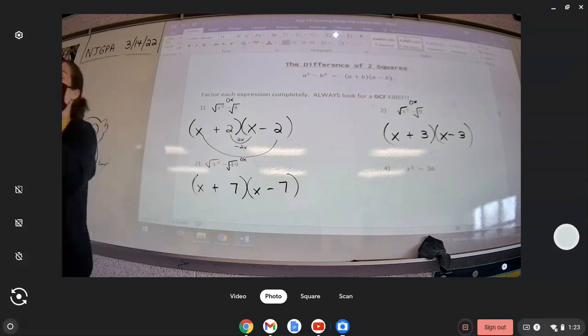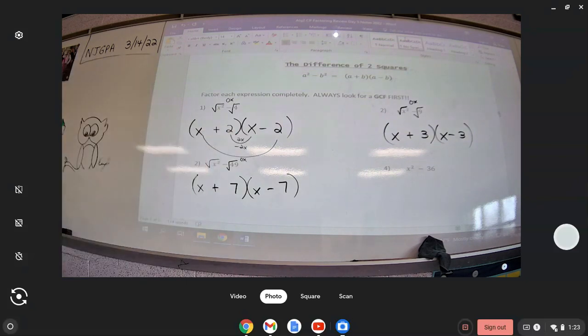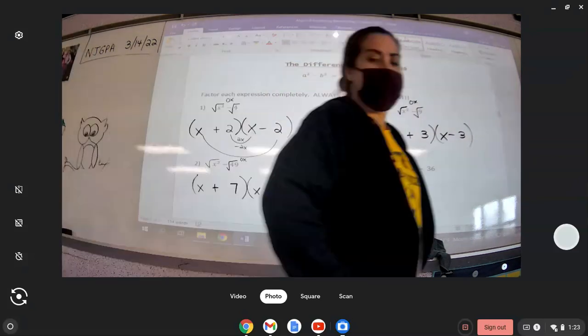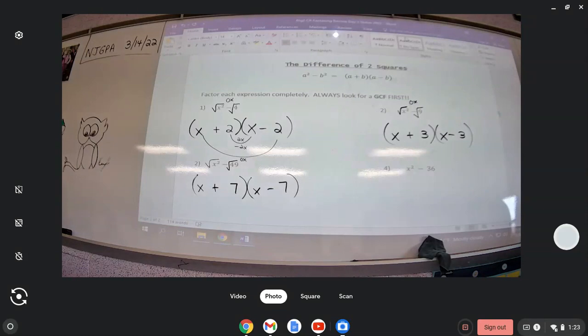All right, you guys do number 4. Factor x squared minus 36. Don't forget your steps. Look for a GCF, see if it leads with a negative, and then you can go.